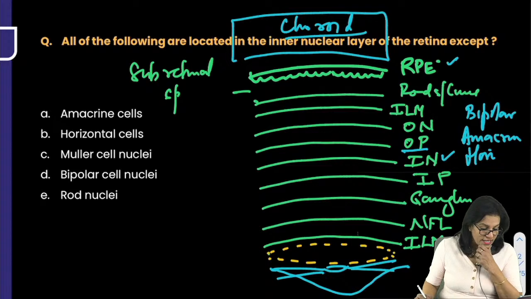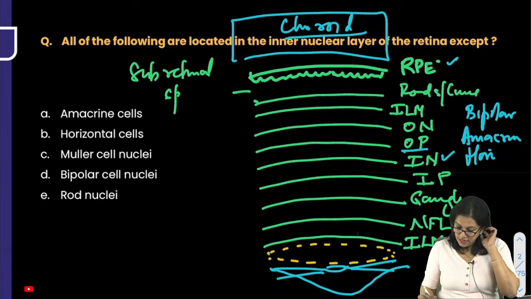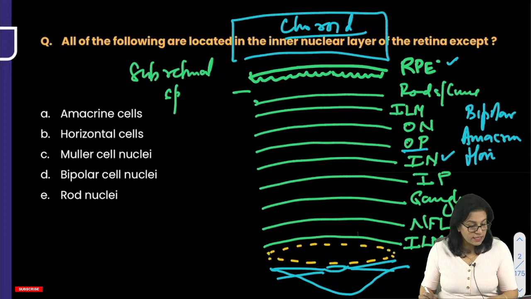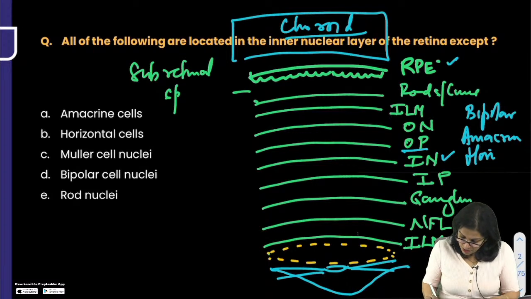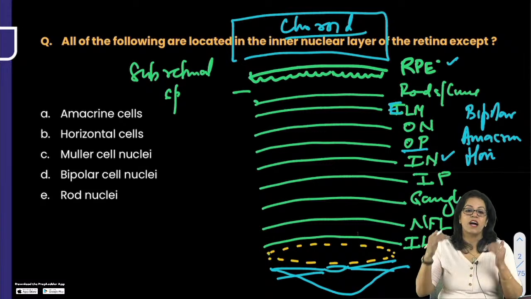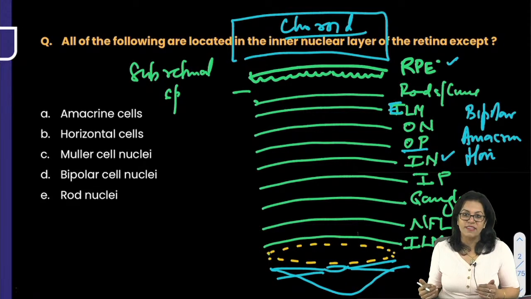What are you asking, Sarika? So we are saying retinal pigment epithelium, internal limiting membrane, rods and cones, internal limiting membrane, outer nuclei, outer plexiform, inner nuclei, inner plexiform, ganglion cell layer, nerve fiber layer, and internal. Oh sorry, this should be external limiting membrane and the lower is internal. Thank you for correcting. The outer one will be the external limiting membrane, and this is the internal limiting.